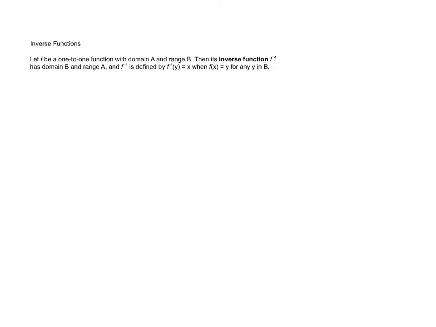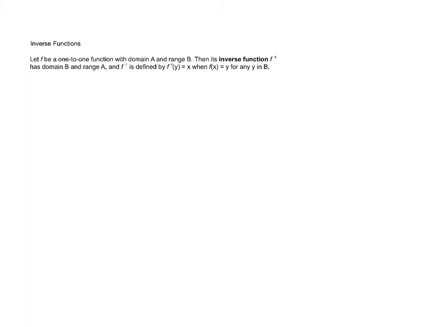Let f be a one-to-one function with domain A and range B. Then its inverse function, f inverse, that f with a little -1 above it, does not mean f to the negative first power. It means f inverse, or the inverse of f. Then its inverse function, f inverse, has domain B and range A, and f inverse is defined by f inverse of y equals x, when f of x equals y for any y in B.